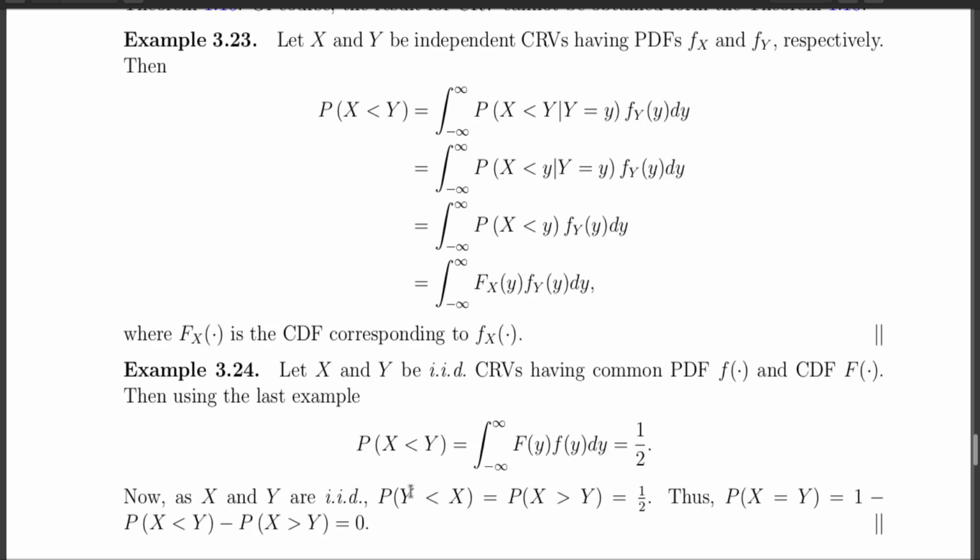So the probabilities of both the events, y is less than x and x is less than y, are half, and that shows that the probability of x equals y is 0. We have already seen earlier that if x and y are continuous random variables and they are independent, then they will have a joint density function, and if they have a joint density function, then the probability x equals y is 0. Here we have another proof for that.